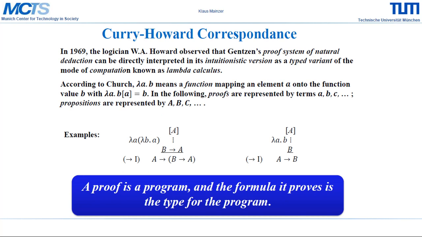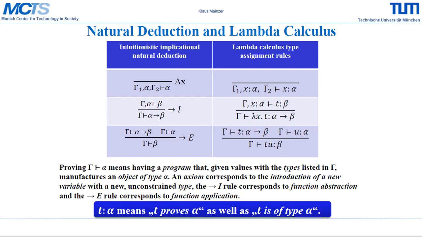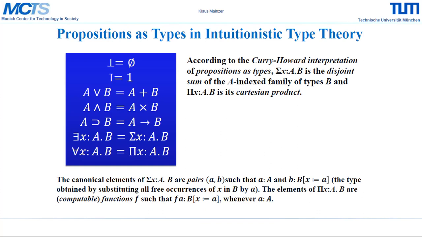That means that natural deductions, in the Gentzen style, can be characterized by lambda terms of Church's calculus. And so a proof is a program, and the formula it proves is understood as a type for a program, here for intuitionistic implication of natural deduction. And on the other side is a corresponding lambda calculus type assignment rule. T : alpha, this term here on the left side, means T proves alpha as well as T is of type alpha. Propositions can be understood as types in the intuitionistic type theory.